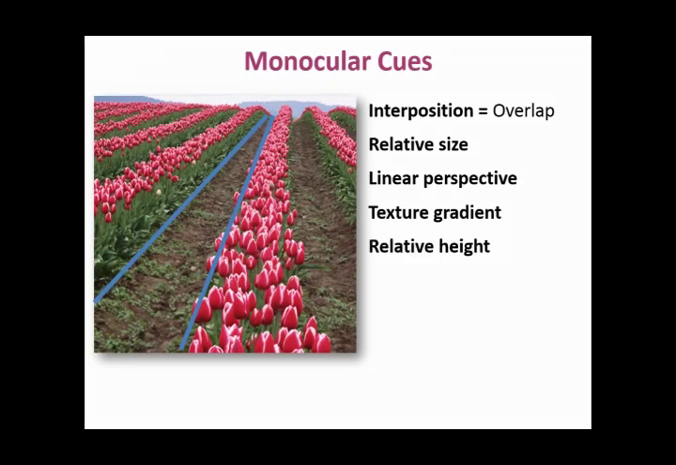Relative height. The things that are closer to us in the field of vision will appear lower in our visual field, and things that are farther away from us will seem to go up in the distance. Now you might have been looking at this picture and thinking, well, yeah, but it's on a rise, it's on a hill. Even if you have a perfectly flat subject, it'll seem to rise in the distance.